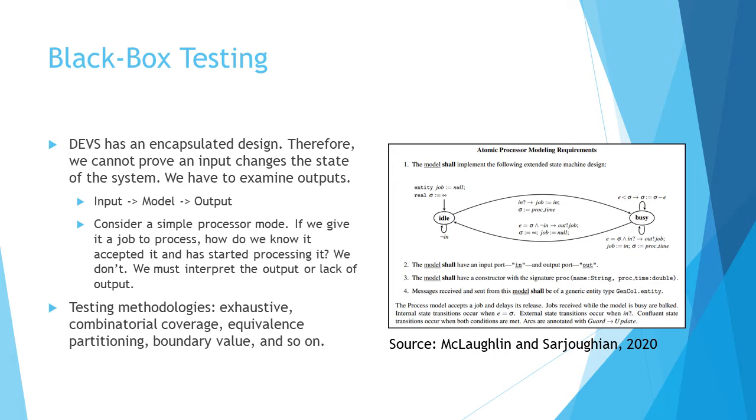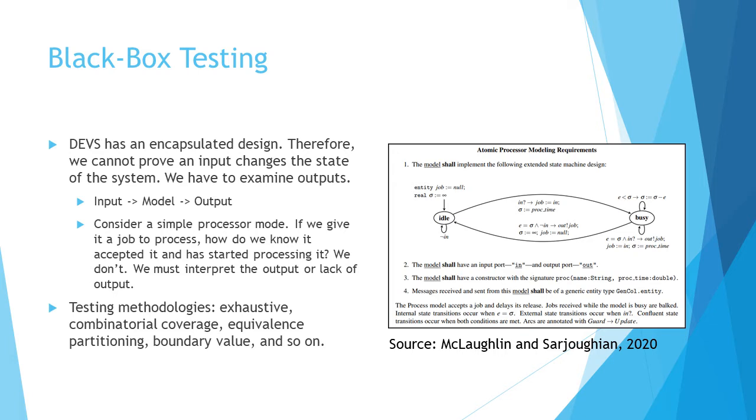Consider a simple processor, one input, one output. If I give it a job to process, how do I know it accepted it and started processing it? I can't. It's considered a black box. I cannot observe state transitions. I can only wait until it returns the completed job. Once a test frame receives the completed job, it can inspect it. If the test frame doesn't receive any completed jobs, it can fail the simple processor test. It's up to the programmer to trace the issue.